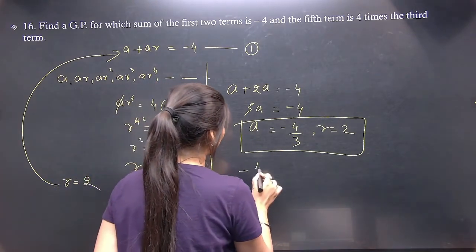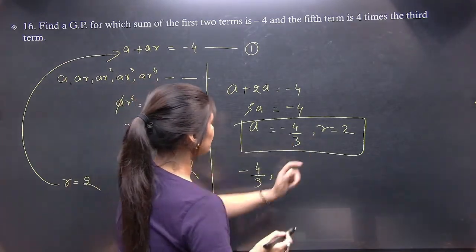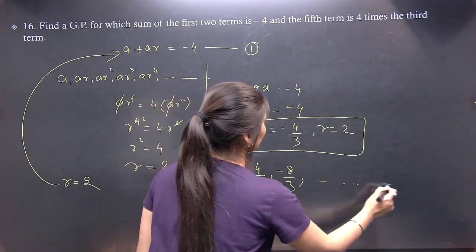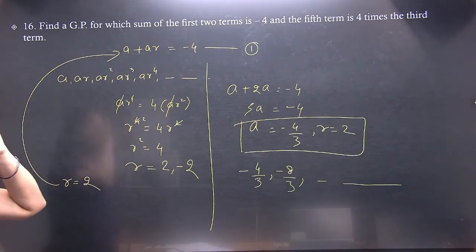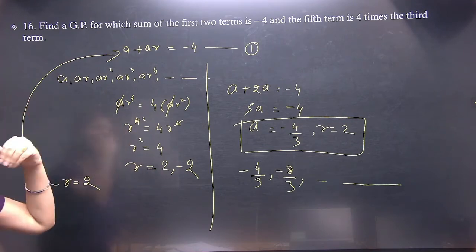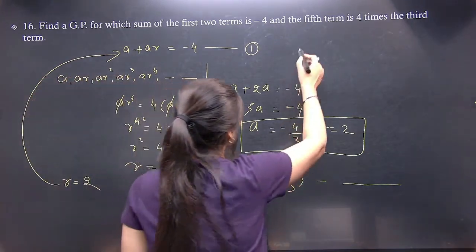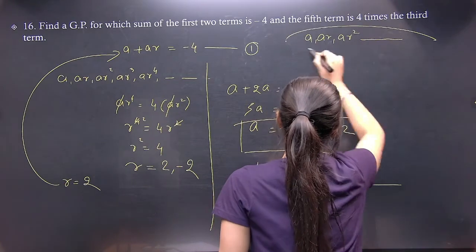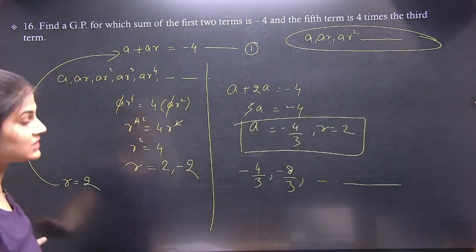So the GP is a, comma, then ar, this into this, minus 8 by 3. Okay, then ar square, like that. So this is the GP. Clear? Since in this question also it is not given that the GP contains only 3 terms or only 4 terms, in that situation we use ar square and like that. Okay, so this is the data. Now, moving on to question number 17.